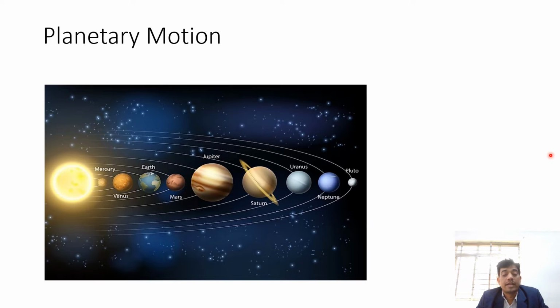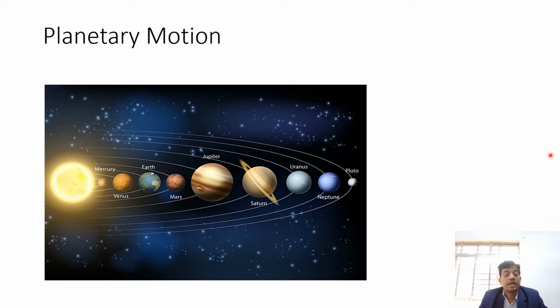All of you know the names of the planets in our solar system. You just see how the planets revolve around the sun. I think all of you know the names of the planets: Mercury, Venus, Earth, Mars, Jupiter, Saturn, Uranus, Neptune, and Pluto. Now, all of you know that Pluto is not a planet, it becomes a white dwarf. So all these 8 planets in the solar system revolve around the sun in elliptical orbits.